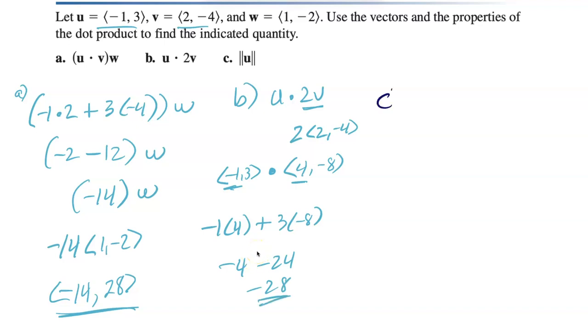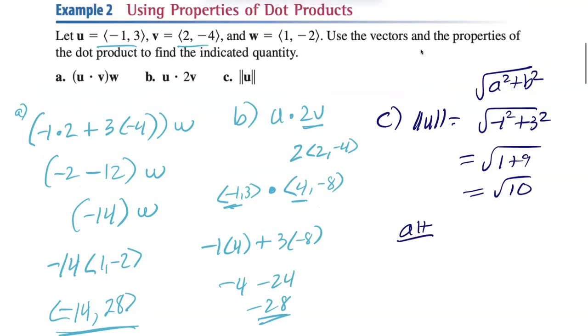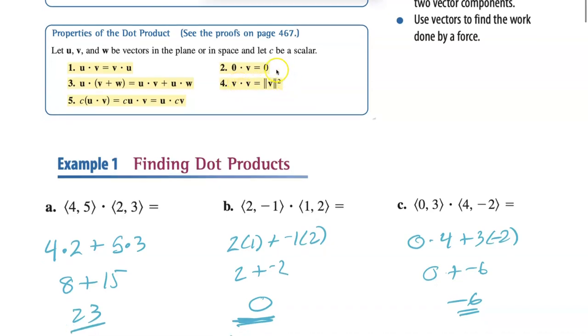C. So magnitude of u. We could find magnitude of u two different ways. The magnitude of u, we use the formula, which is just negative 1 squared plus 3 squared. So it's going to be 1 plus 9, square root of 10. That's the normal way to find the magnitude of u. We have the formula that's a squared plus b squared. That's the normal way. Another way, an alternate way, is this formula up here. Magnitude squared is the same thing as taking the dot product of the vector with itself. If we square root this, you get the magnitude.